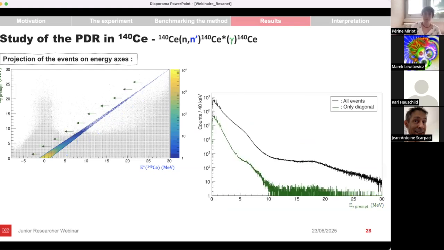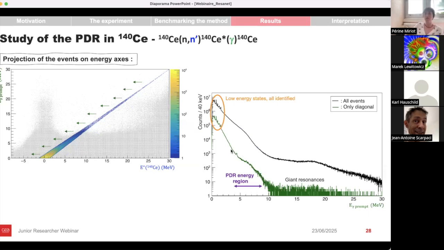So we can do the same, this time, for the projection on the gamma prompt energy axis. So you have here again the projection for all the events of the matrix in black and for only the diagonal in green. Here at low energy, we see several contributions that were all identified, also thanks to the Exogam clover that we placed, which had a very good energy resolution to tag all these transitions. Again, in the PDR energy region, we see an excess of events, and at higher energies, the giant resonances.